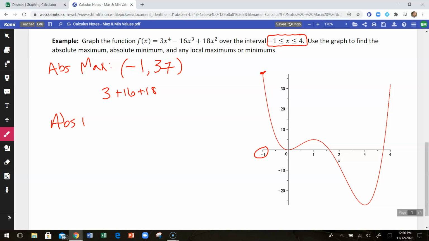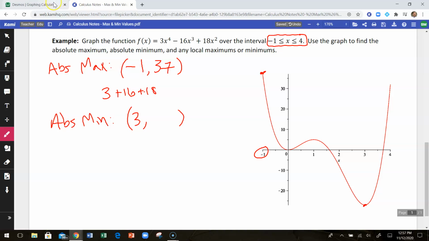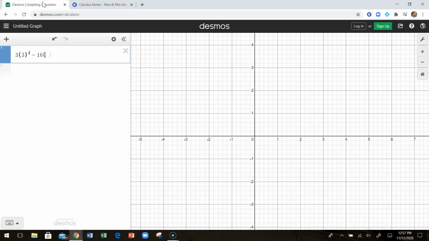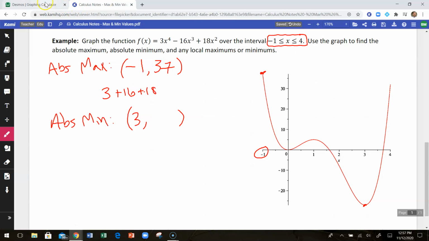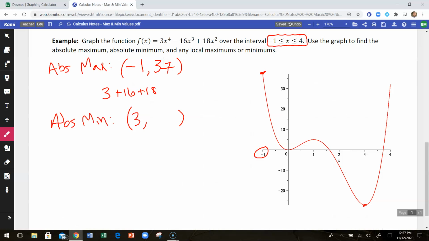The absolute minimum over that interval from -1 to 4 occurs at 3. Right, that's where we have the very smallest y value. So that's going to occur at 3. And again, if we plug that in, I'm going to use Desmos to help me out with that one. We have 3 times 3 to the 4th minus 16 times 3 to the third, and plus 18 times 3 squared. So that's at negative 27.